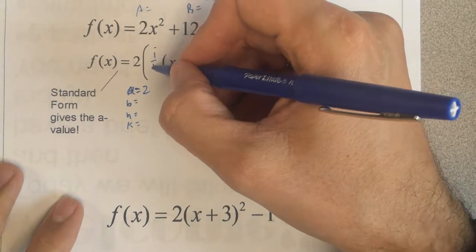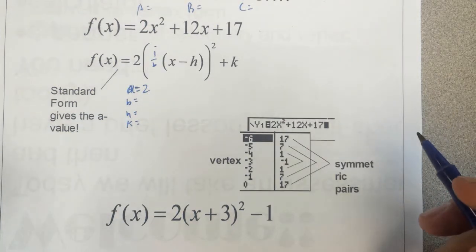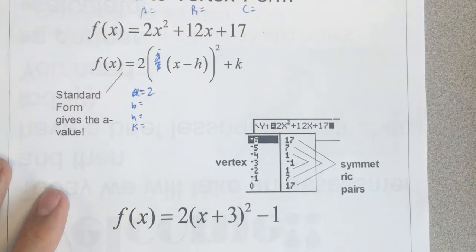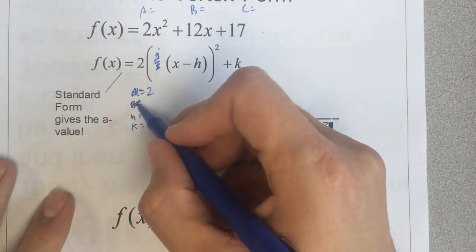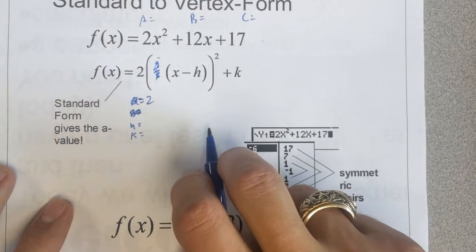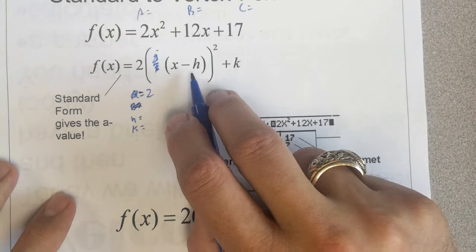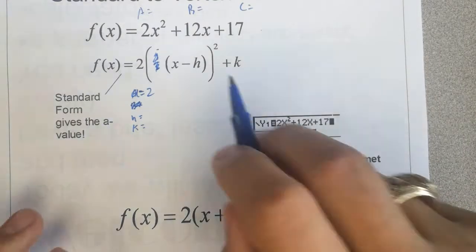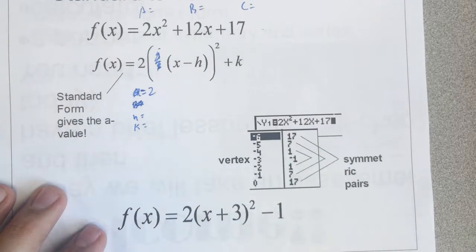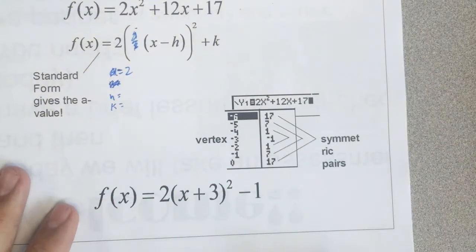Remember, there's a 1 over B here. Thing is, whenever we're doing this, we're not going to mess with any of that. We're not going to mess with the B. We're just going to do A and H and K. We only do a B if we're specifically given a B. So H and K are what we need. H and K are my vertex. So I have to find my vertex.